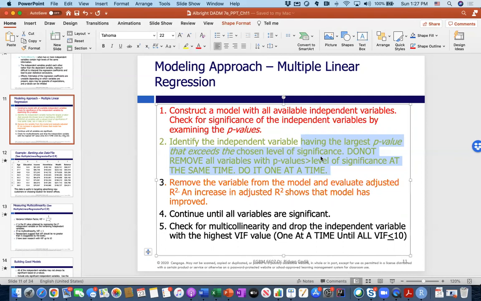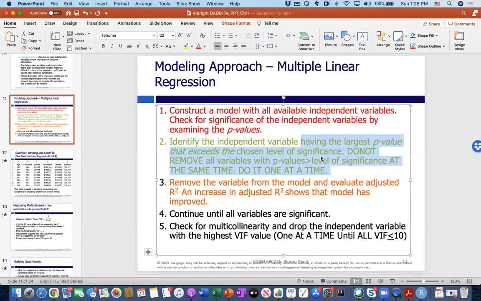If there is more than one independent variable exceeding 0.05 with the p-value, right? We select the one that has the largest p-value and we drop that from that regression equation, and we rerun the regression without that specific individual independent variable. We do not drop all the independent variables whose p-values are larger than the level of significance. We do this one at a time because we don't want to lose information.